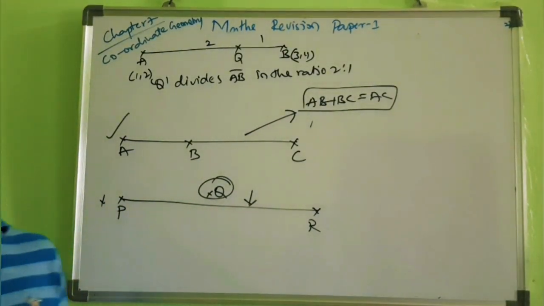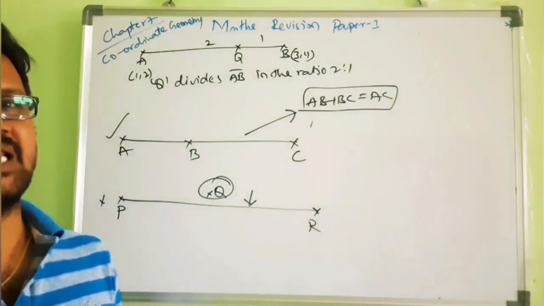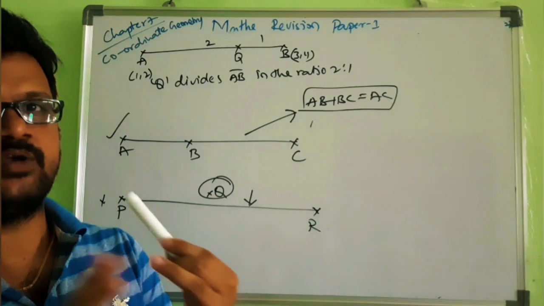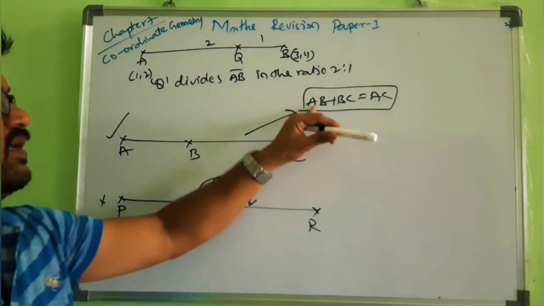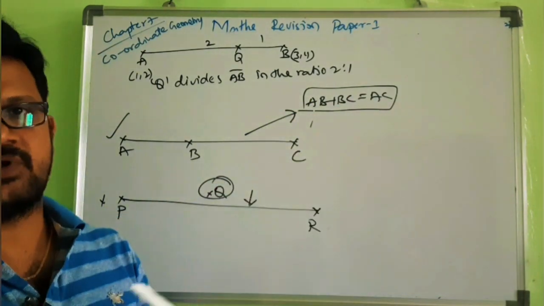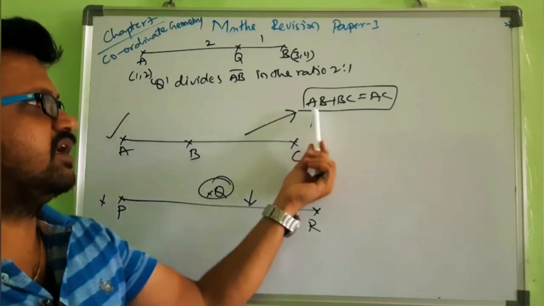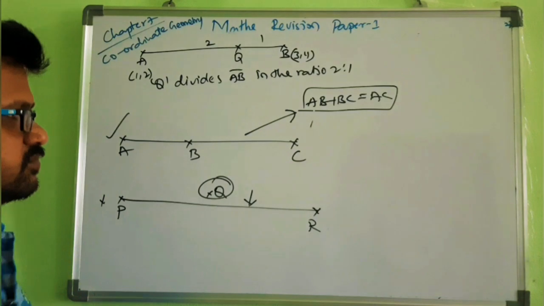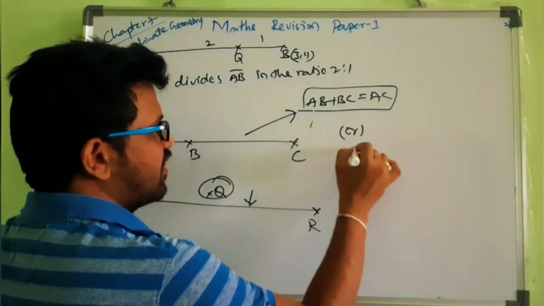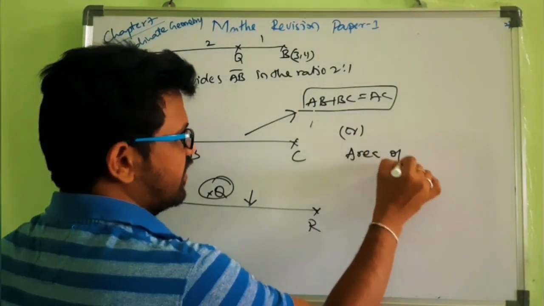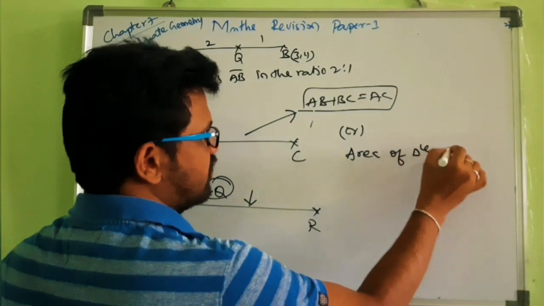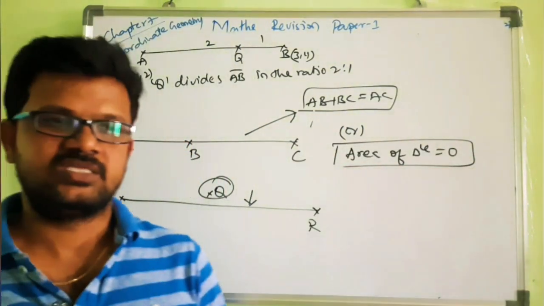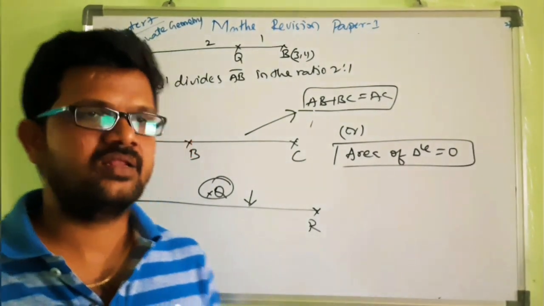So if they ask, check whether the given points are collinear or not, what you have to do? You have to use the distance formula. They will give 3 points. Find AB, BC and CA. Find the 3 distances and check that the sum of any two distances is equal to the third distance. Or, area of triangle. If the area of the triangle is equal to 0, then also those are collinear points.